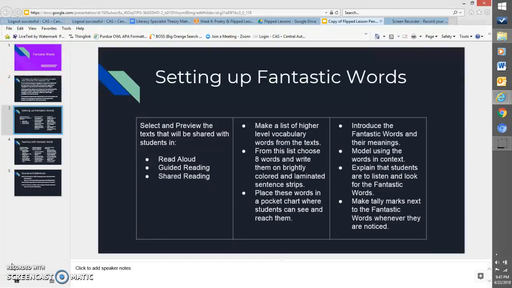Setting up Fantastic Words. First, you will select and preview the text that you have chosen for this 9 weeks period that you are going to begin Fantastic Words. You're going to collect the books you will be choosing for read aloud, guided reading, shared reading, and books that you will put on your shelf and around in baskets for the students to read. Then you will make a list of the higher level vocabulary words from these texts.